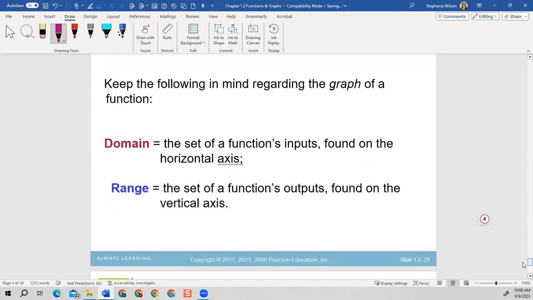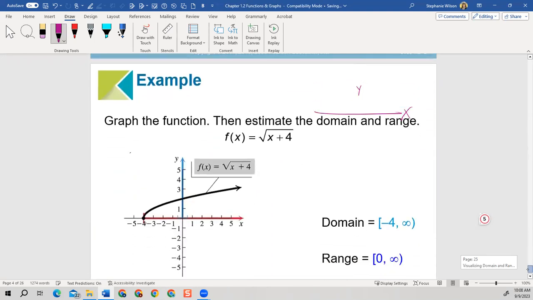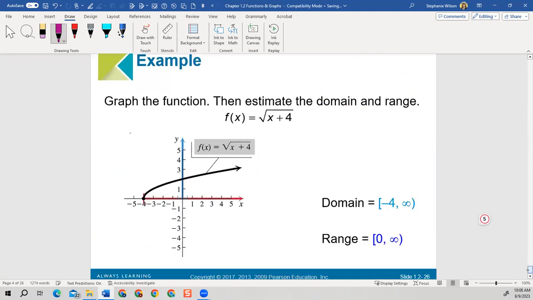So you can take a minute to pause this and read this. It's just telling you the domain, the set of function inputs found on the horizontal axis, the range, the set of function outputs you're going to find on the vertical axis. Again, that's on the graph. Your y values on this vertical line, your x is on the horizontal line. So here it says, let's find the domain of this. Again, that's where you take what's inside this root.